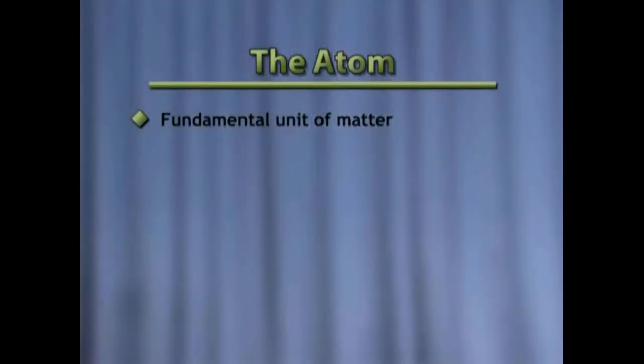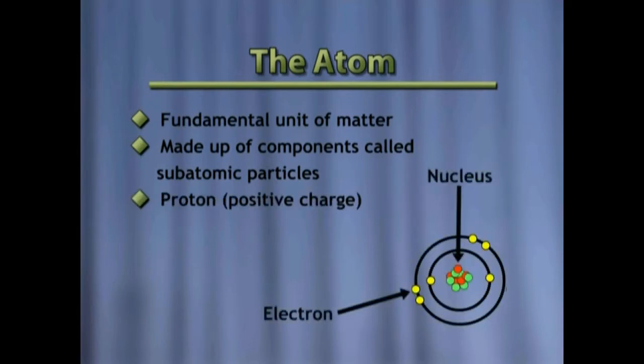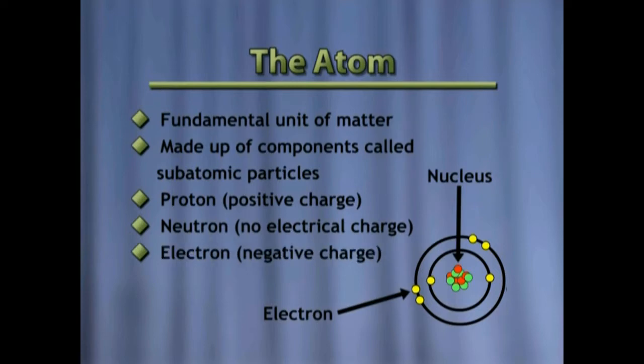So let's start here, our primer on radioactive decay. To get into that, we need to understand what the atom is. Well, first of all, the atom is our fundamental unit of matter. And it's made up of components called subatomic particles, such as the proton, which is our positive charge. We have our neutron, which is our no electrical charge component. Those two, the proton and neutron, make up what we call the nucleus of the atom. Then going around that, we have the electron, which is the negative charge. So our atom has these three subcomponents: protons, neutrons, and electrons.